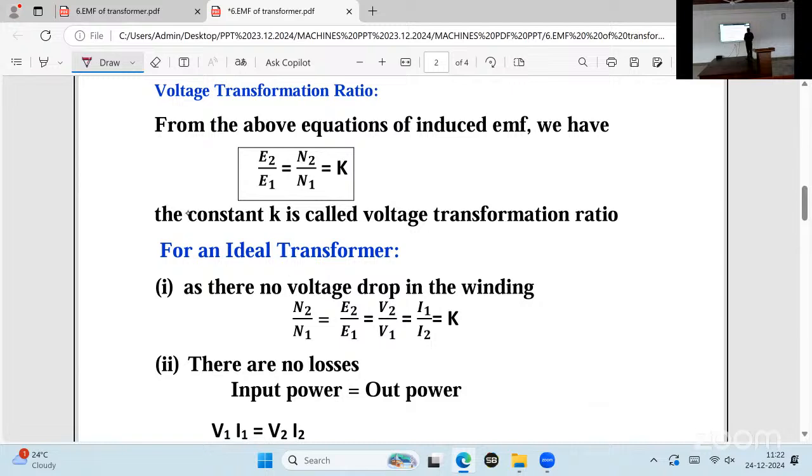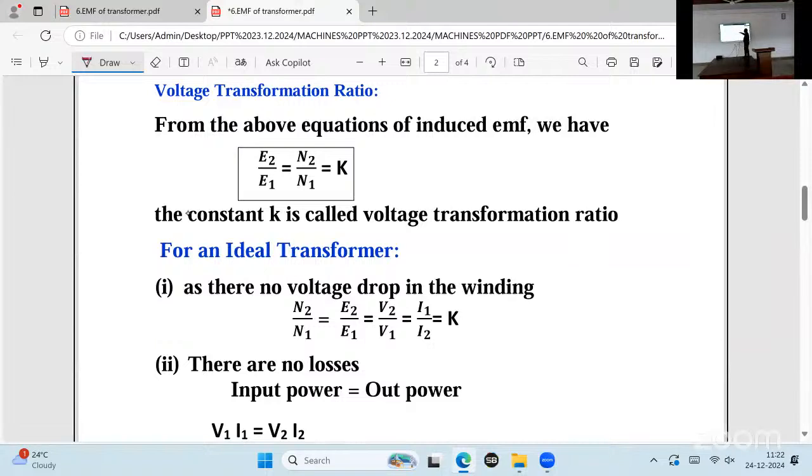Now we have to go for two, three formulas to solve the problems. The first formula is the voltage transformer ratio K. How do you get it? Output by input: secondary winding by primary winding. What is output? E2. What is the input? E1. Output by E1 gives you the formula.